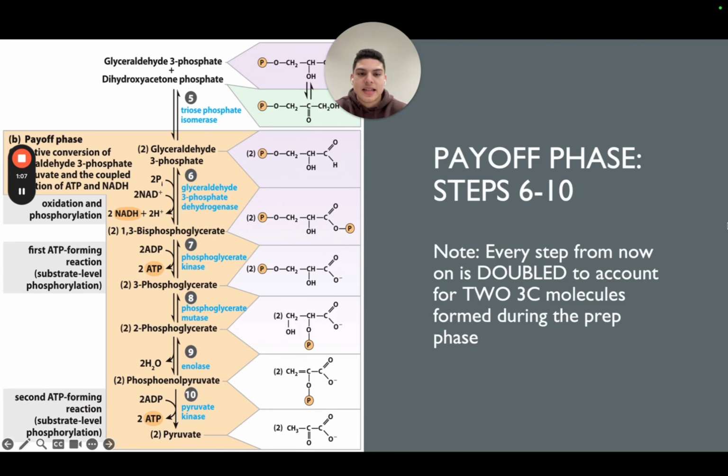So now we're moving on to the second half of the payoff phase, step 6. So I just want to note that every step from now on is doubled to account for the 2 3-carbon molecules formed during the prep phase. So for step 5, we now have 2 molecules of glyceraldehyde 3 phosphate, and that's what we're going to be using. So everything is doubled in this case when we're counting it. So I know it says 2 NADHs, but this has already been doubled. So that's the 2. We formed the 2 ATPs as well. We formed the extra 2 ATPs here. Technically, if you were to divide it in 2, this would be accounting for 1, but that's what the parentheses are here for.